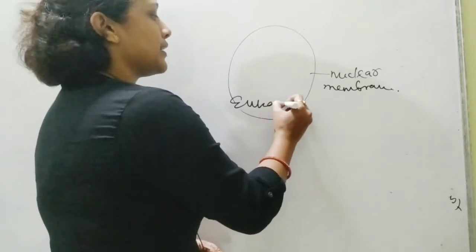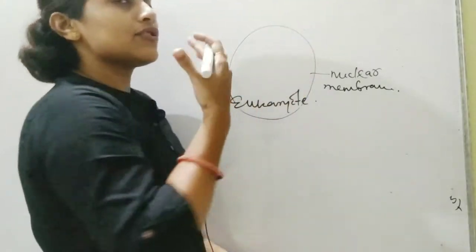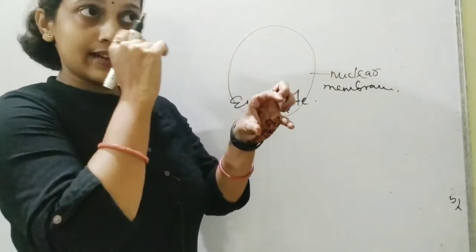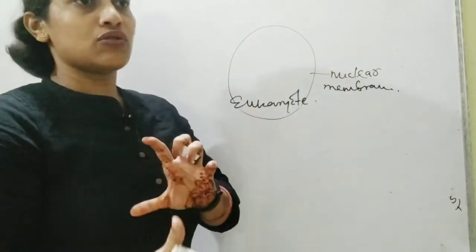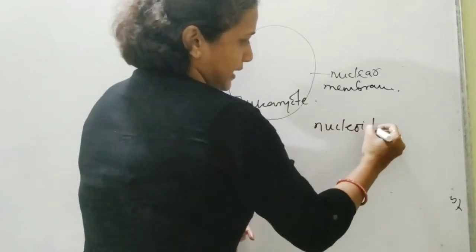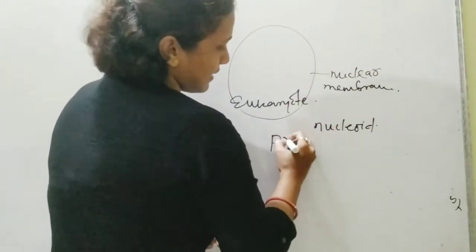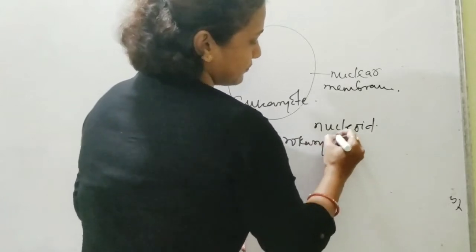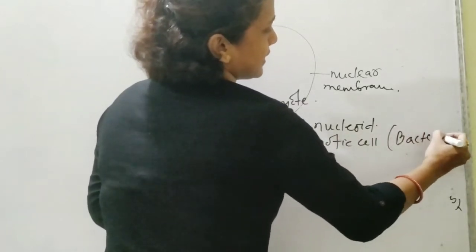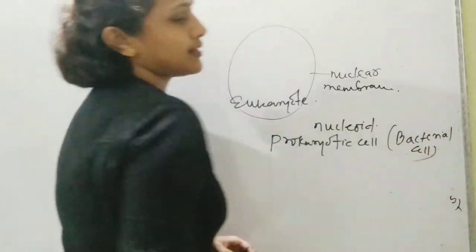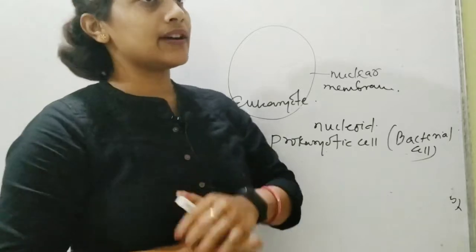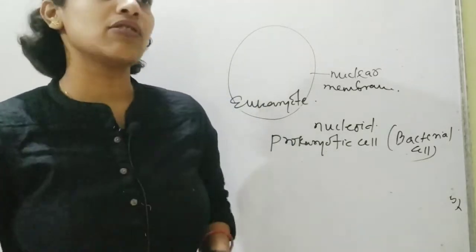If in a cell a nuclear membrane, a well-defined, proper distinct nucleus is present, then that cell is called a eukaryote. And if it is not present, it is just like a small region where the nuclear content or the genetic material is stored, then that thing is called a nucleoid instead of a nucleus, and we find that in the prokaryotes, or in a prokaryotic cell. Just for example, the cell of a bacteria.